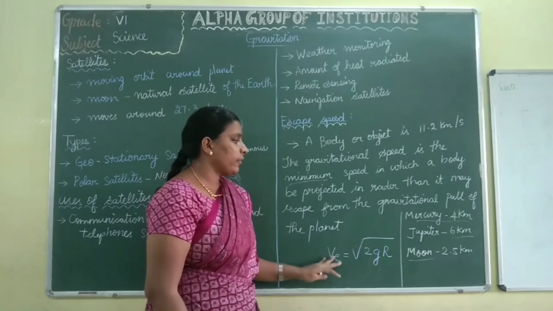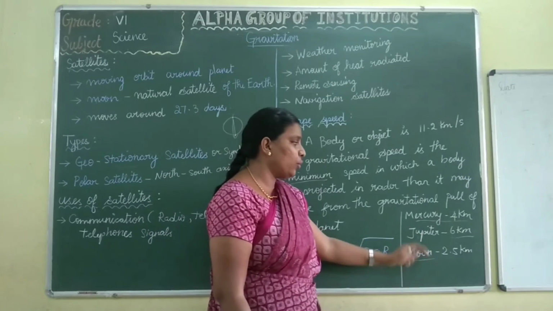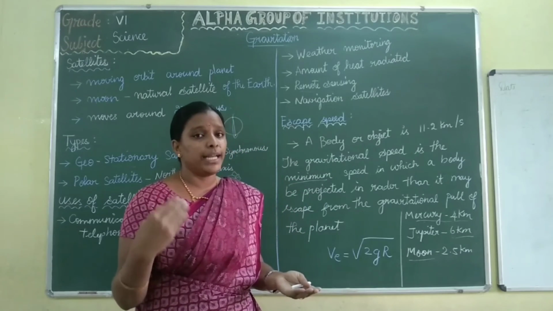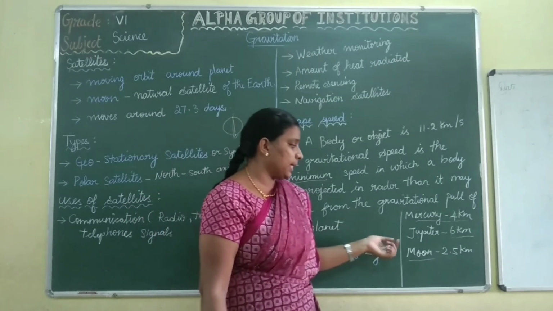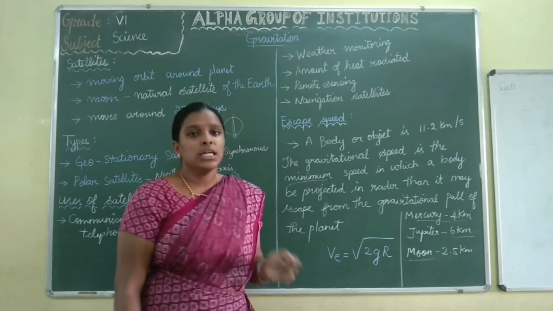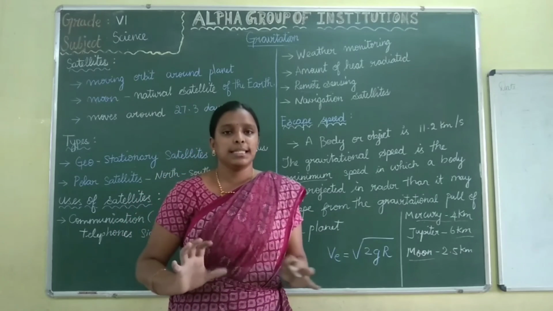So they have given three planets: Mercury, Jupiter and the Moon. Mercury, at escape speed, takes about 4 km per second, then Jupiter is 6 km per second, and the Moon is 2.5 km per second. So this is what the gravitation lesson tells you clearly.